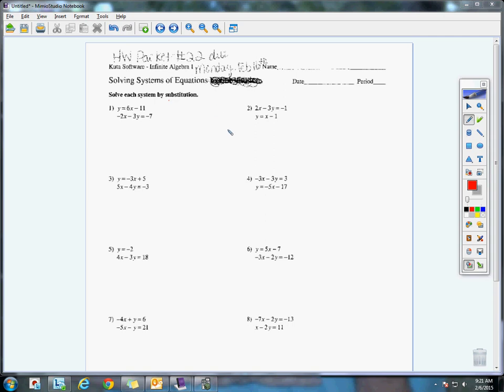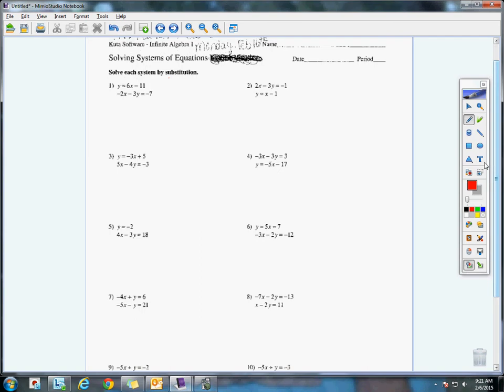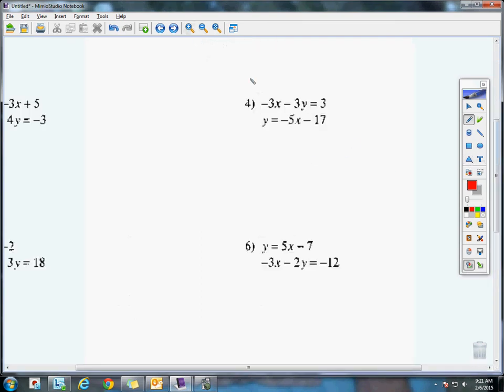This is homework packet number 22. I'm going to do two problems on here. So I'm going to go ahead and start with number one. Or not number one, number four.